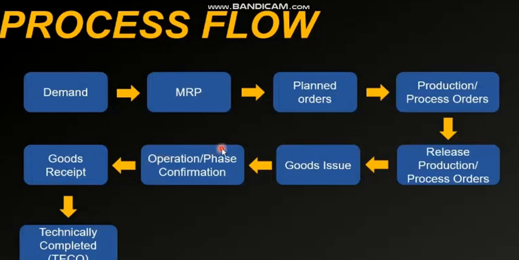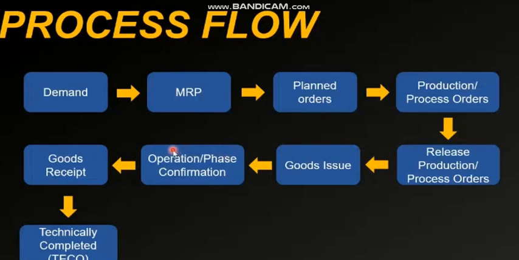But when we use process orders, we use the terminology as phase. One example of a phase can be the blending operation, right? The blending operation in the pharmaceutical industry is basically to mix all the components, all the raw materials and the APIs into a blender, and then the blending operation takes place.